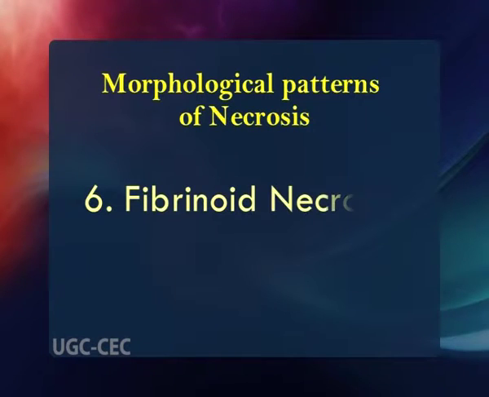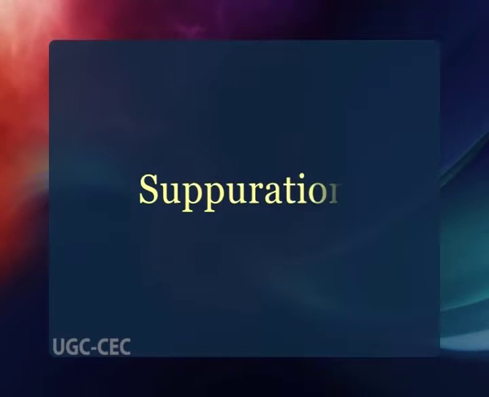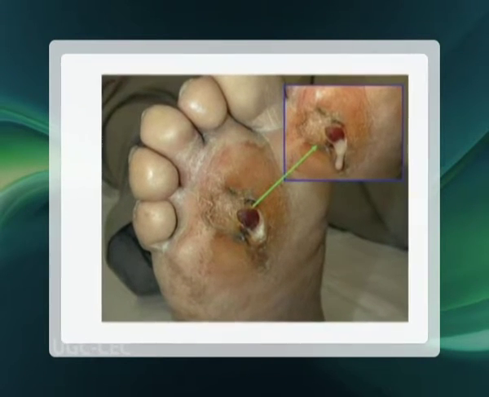Next is fibrinoid necrosis. Fibrinoid necrosis is a special form of necrosis usually caused by immune-mediated vascular damage. It's marked by complexes of antigen and antibodies, sometimes referred to as immune complexes, deposited within arterial walls together with the fibrin. Now, suppuration. In suppuration, the inflammation has been destructive.